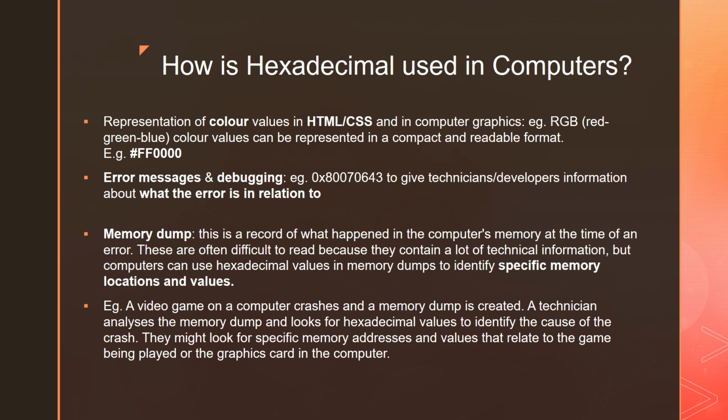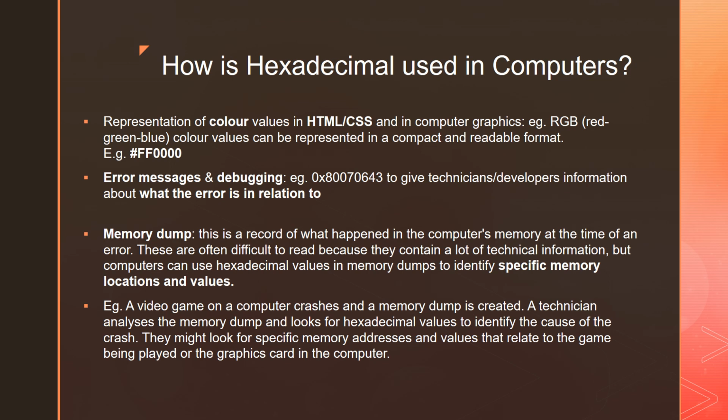How is hexadecimal used in a computer system? First of all, representation of color values in HTML and CSS, in computer graphics like RGB. Color values can be represented in a compact and readable format. We can use hex to represent error messages and debugging, to give the technician or developer information about what the error is in relation to. Memory dump.